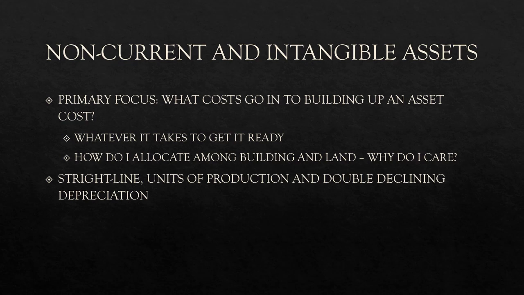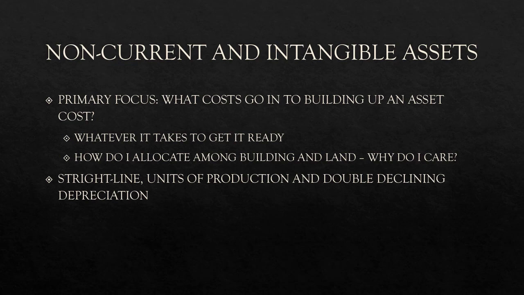$90,000 worth of asset costs. So now I have to take 60 over 100 times 90 for the land, and 40 over 100 times 90 for the building, or 54 and 36.